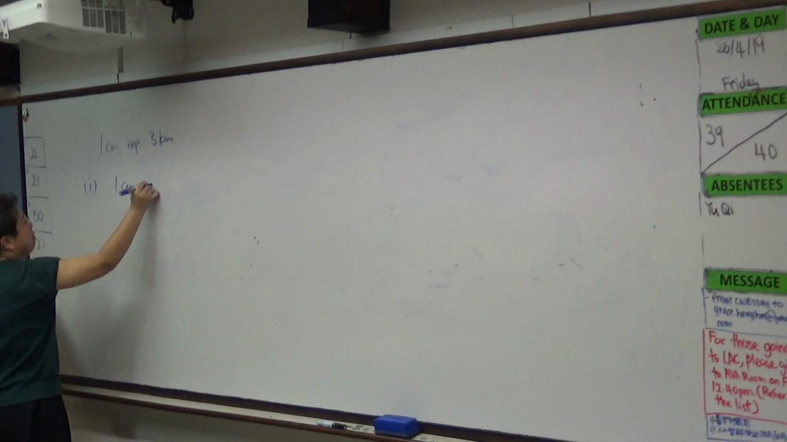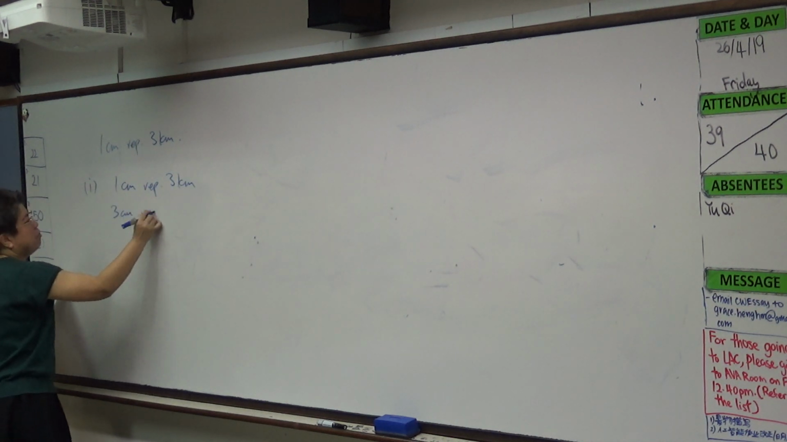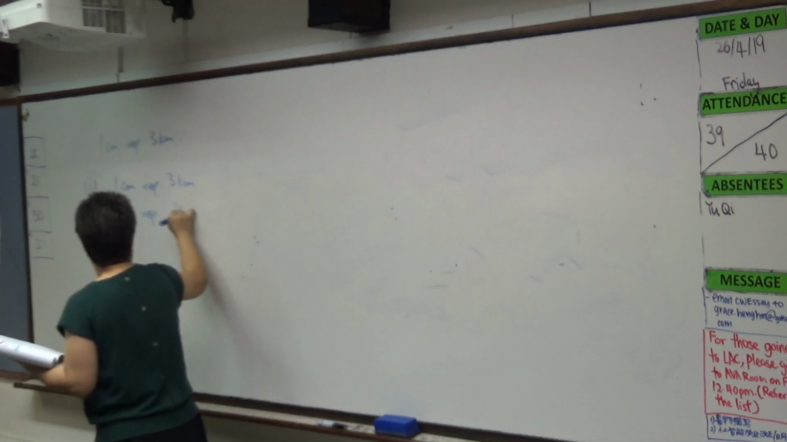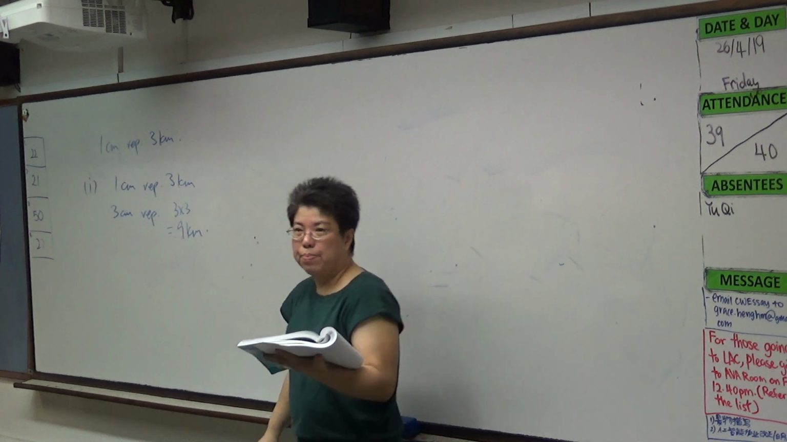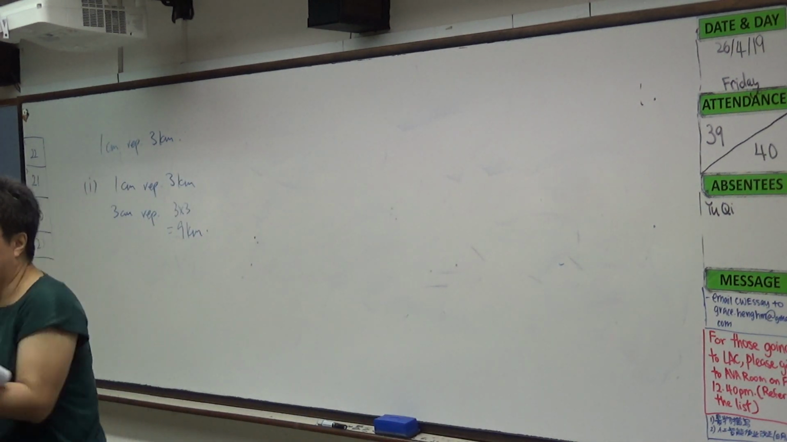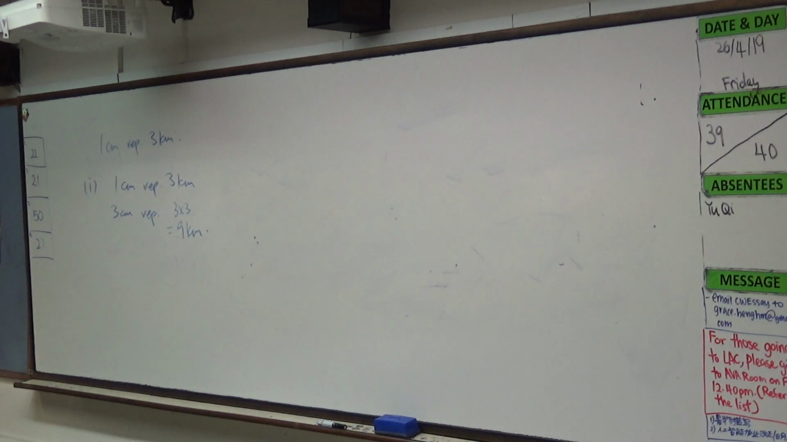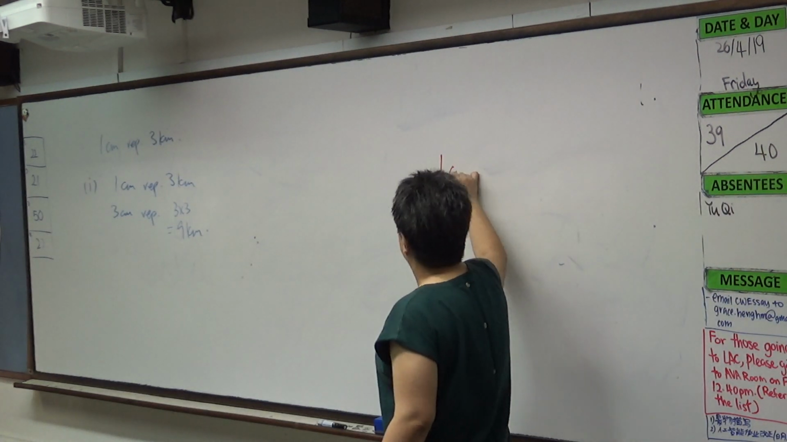So 1 cm represents 3 kilometers. 3 cm represents what? 3 times 3. So what is it? 9 kilometers, right? So the actual ground distance is 9 kilometers. Agree? Now a very common mistake in exam is students do this. Look at this. This is correct.